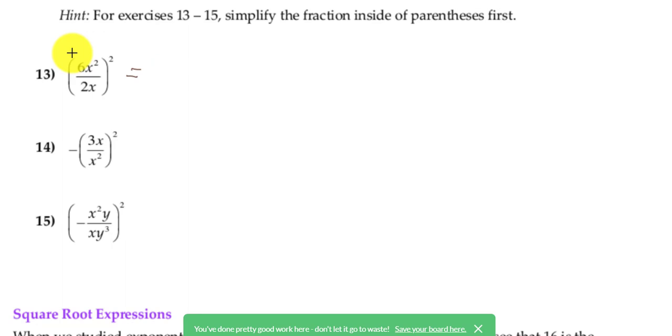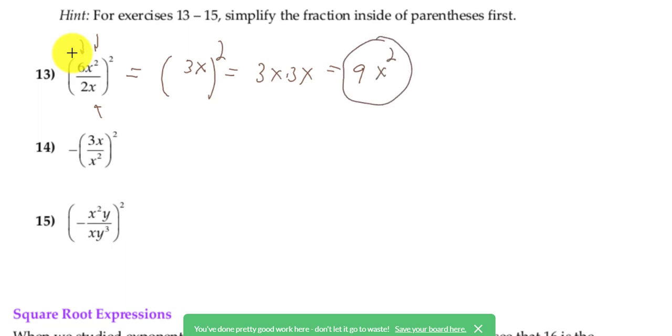I'm going to write, this becomes 3, because 6 divided by 2 is 3. And if I have 2 x's on the top and 1 on the bottom, that leaves me with just 1 x. So this becomes an easier problem. This is now 3x times 3x, which becomes 9x squared. Okay? Again, you don't have to do it the exact way I've done this, but as long as we end up with the same answer, I'm happy.